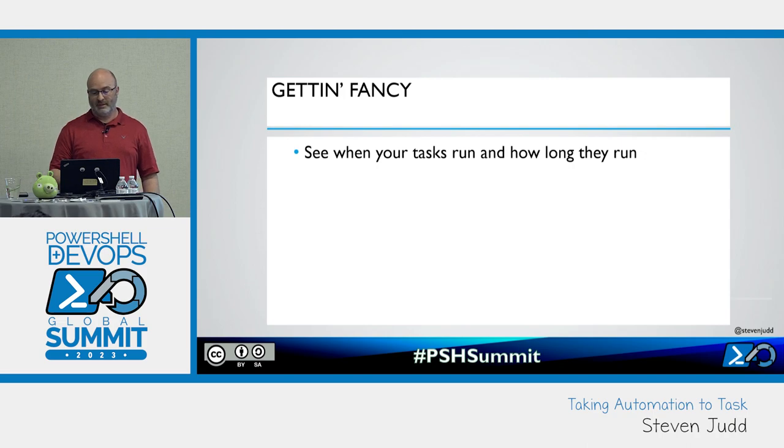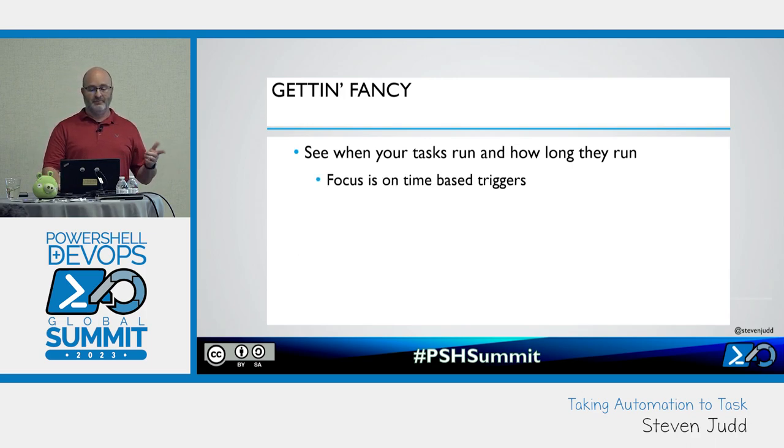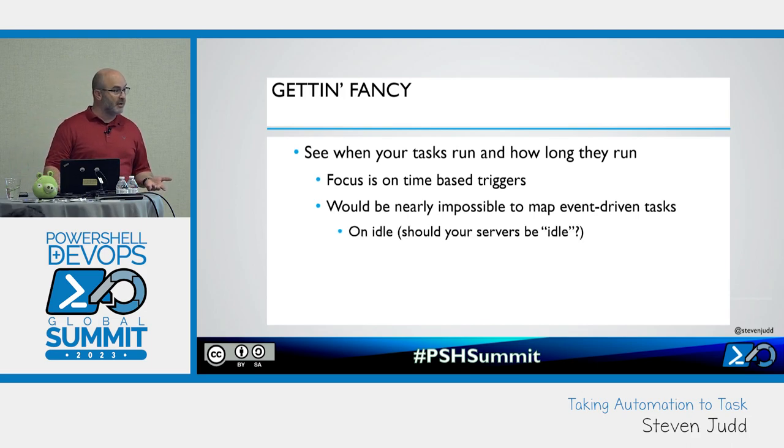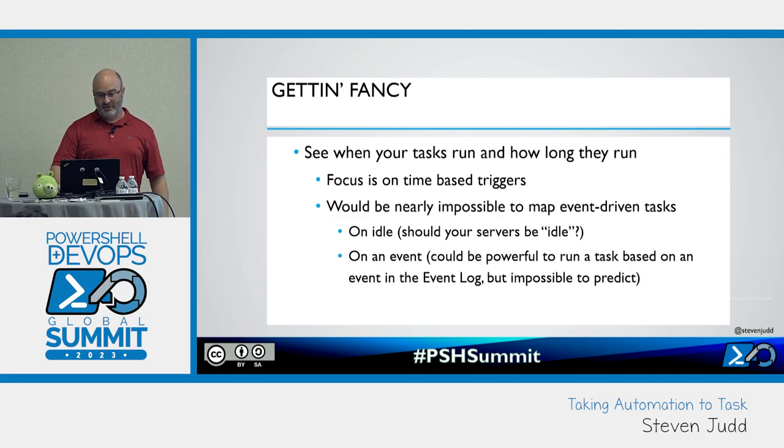Are we back to here? Here we go, because you want to see when your tasks run, how long they run. I think I already showed you this, but I'm going to go through the things now. The focus is on the time-based triggers. You need to pay attention to the time-based triggers, because the other ones are nearly impossible to map, right? You can't map when your server's on idle. By the way, I discovered by default, when you create a task on a laptop, if you unplug it, they don't run, because by default, they're set to not run unless they're on power. Guess whose demo almost got screwed up by that, right?